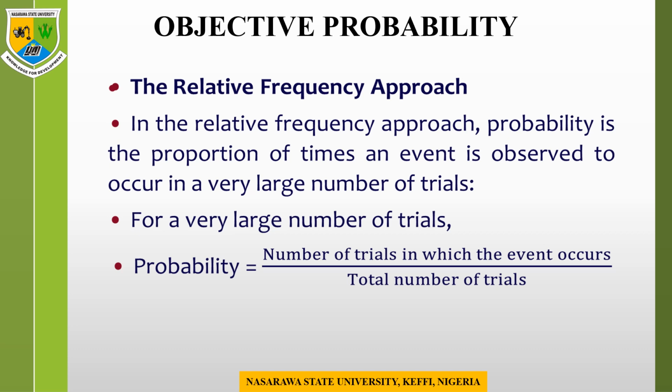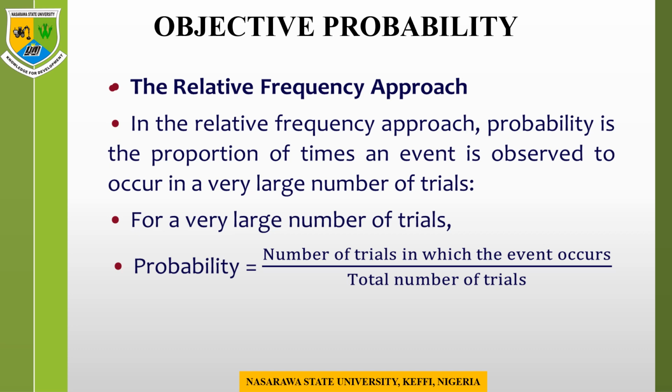So this means the relative frequency of head, which appeared 6 times, is 6/10, because the total number of trials is 10, and the number of trials in which head occurred is 6. That is why it's 6/10. And for tail, which occurred 4 times, the probability is 4/10, because the number of trials in which tail occurred is 4, and the total number of trials is 10.